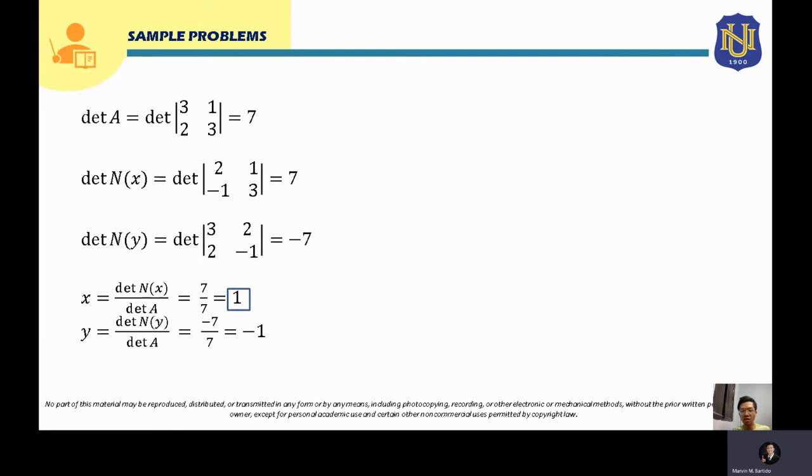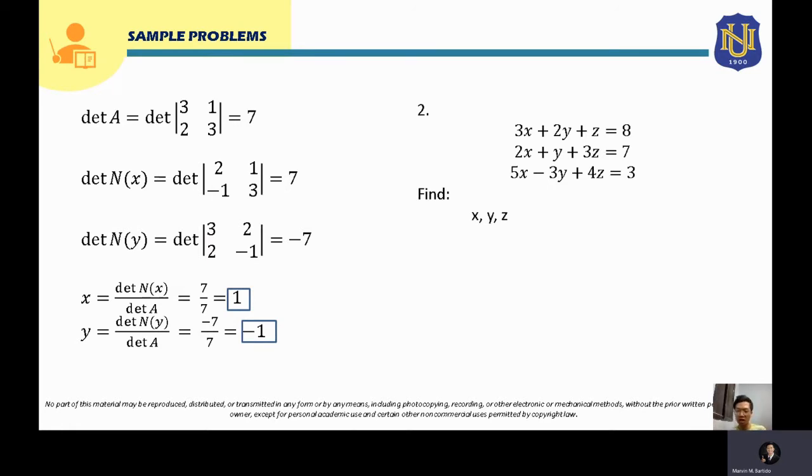Now for the value of y, the determinant of Ny is -7, and the determinant of A is 7. So this will be equal to -1. So this will be the value of y. So these are the answers for number 1 using Cramer's rule. So x is equal to 1, y is equal to -1.